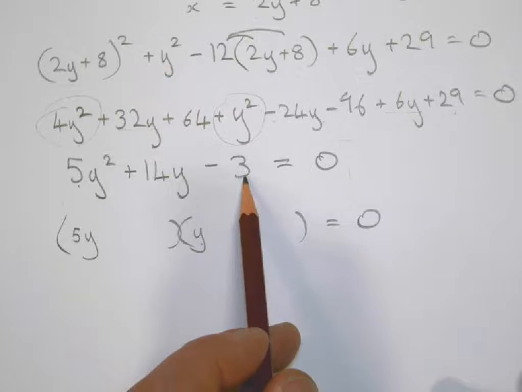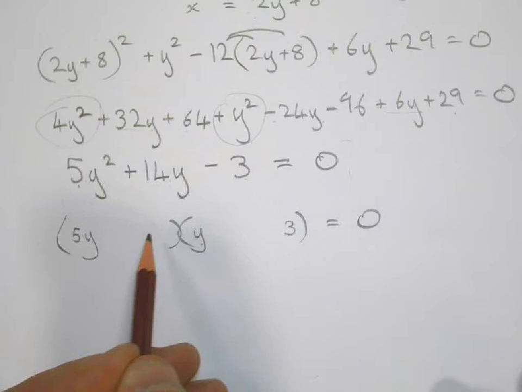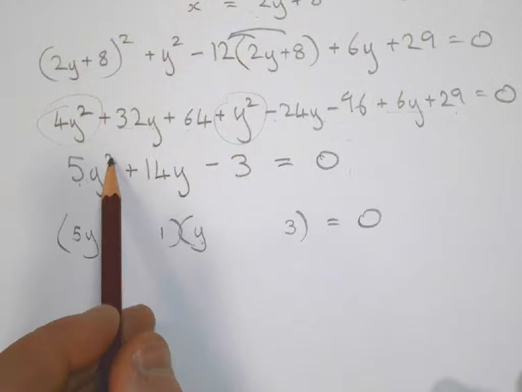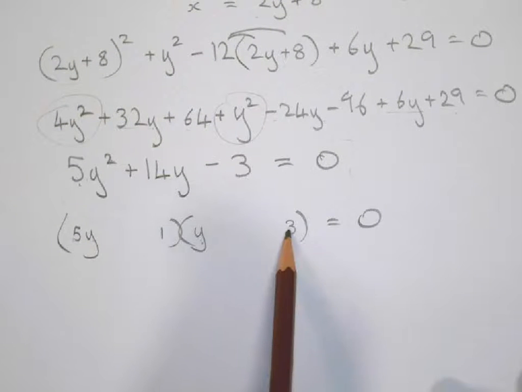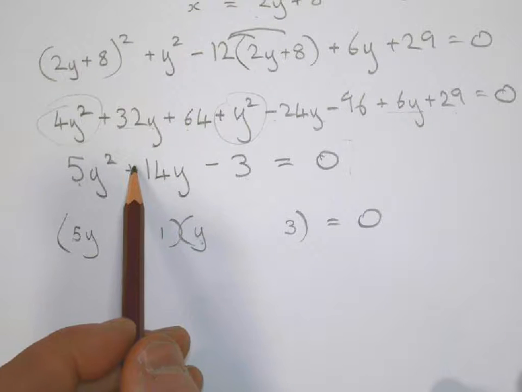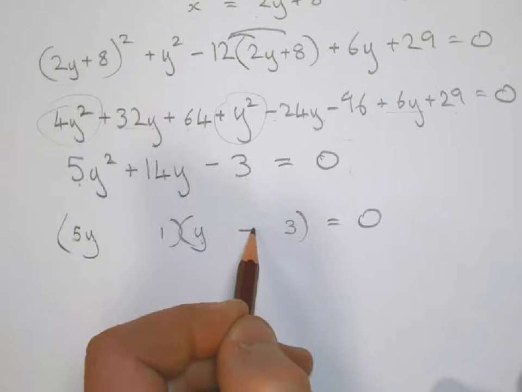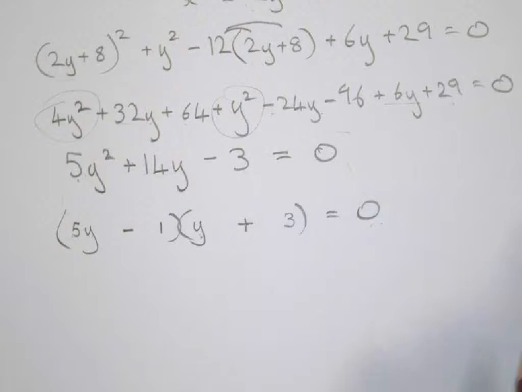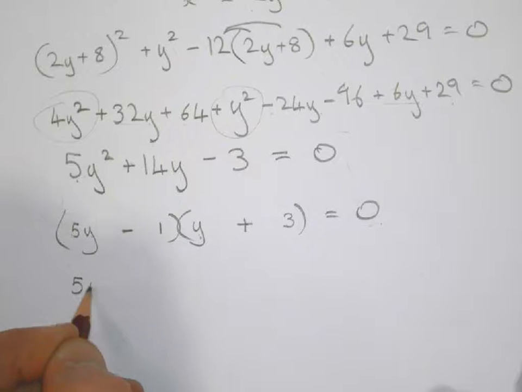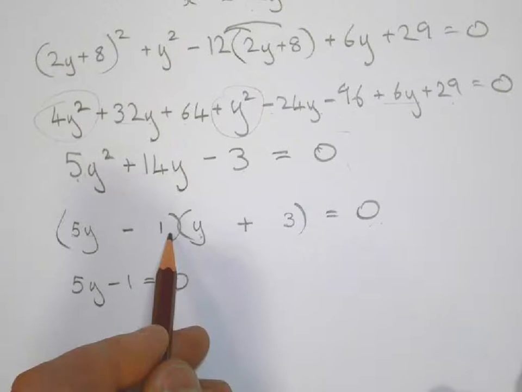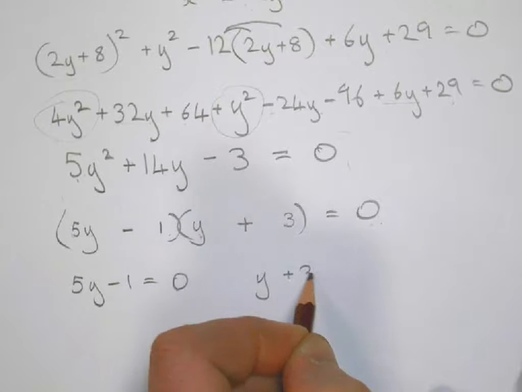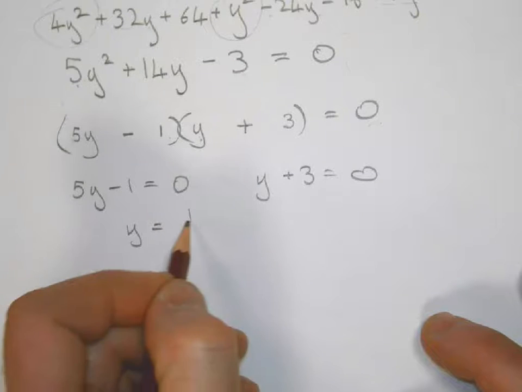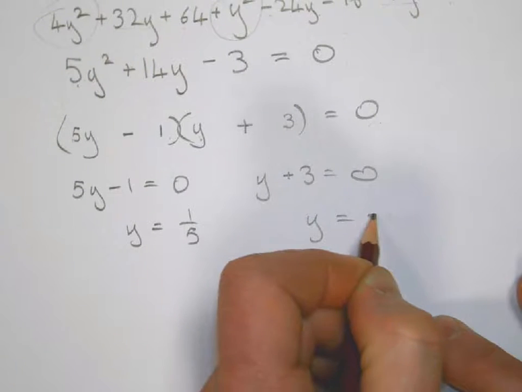If I put a 3 here and a 1 there, when I multiply 5y times y, I get 5y squared. 5y times 3 will give me 15, and we need to get to 14y, so we have to put a plus there, and then we want to take away that 1y. And that's it now factorized. To solve it, we can make this bit 0, and also this bit here 0. So you end up with y is equal to a fifth, and also y is equal to negative 3.